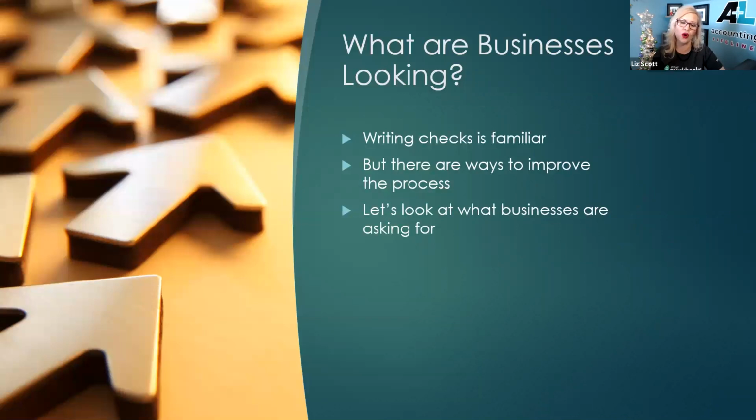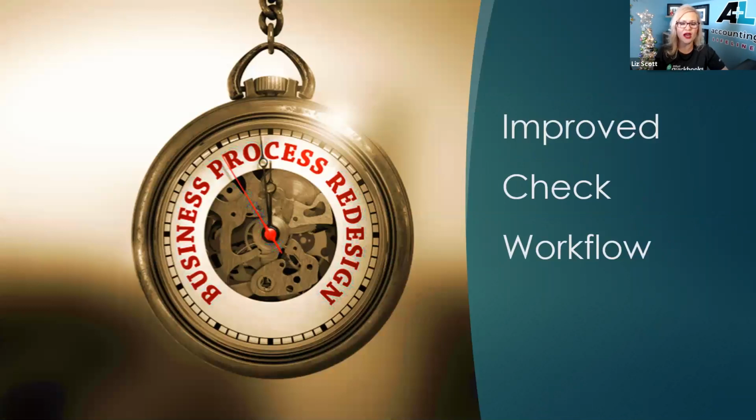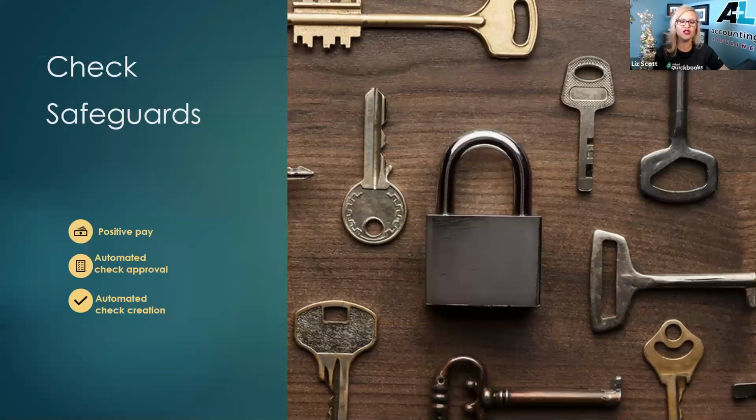So what are businesses looking for? They want to be able to write checks because it feels familiar, but there has to be some improvements that happen in the workflow of it. If we think about the workflow of the check, this is that process that can be improved. And one of the things that we want to do is put some safeguards into play. Some of those safeguards are positive pay. Banks allow this back and forth electronic positive pay that we're going to look at in a second. And then also the automation of the check approval. That was a big one that you just answered yes to, that you need. And then also the ability to automate that check creation.